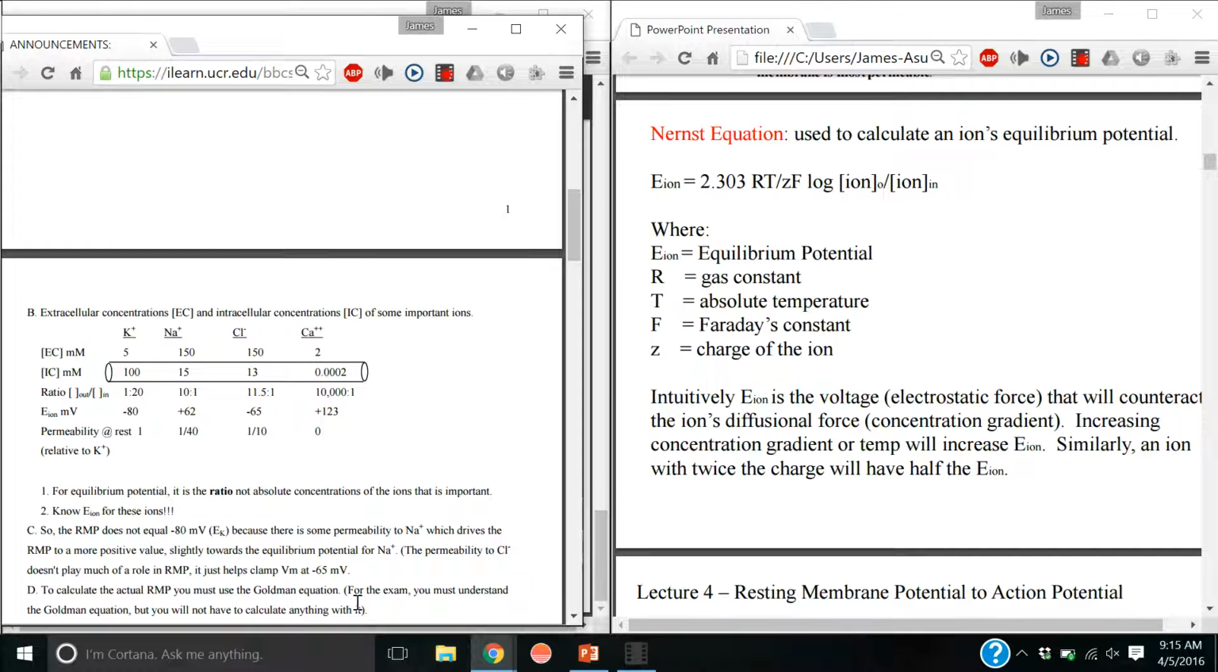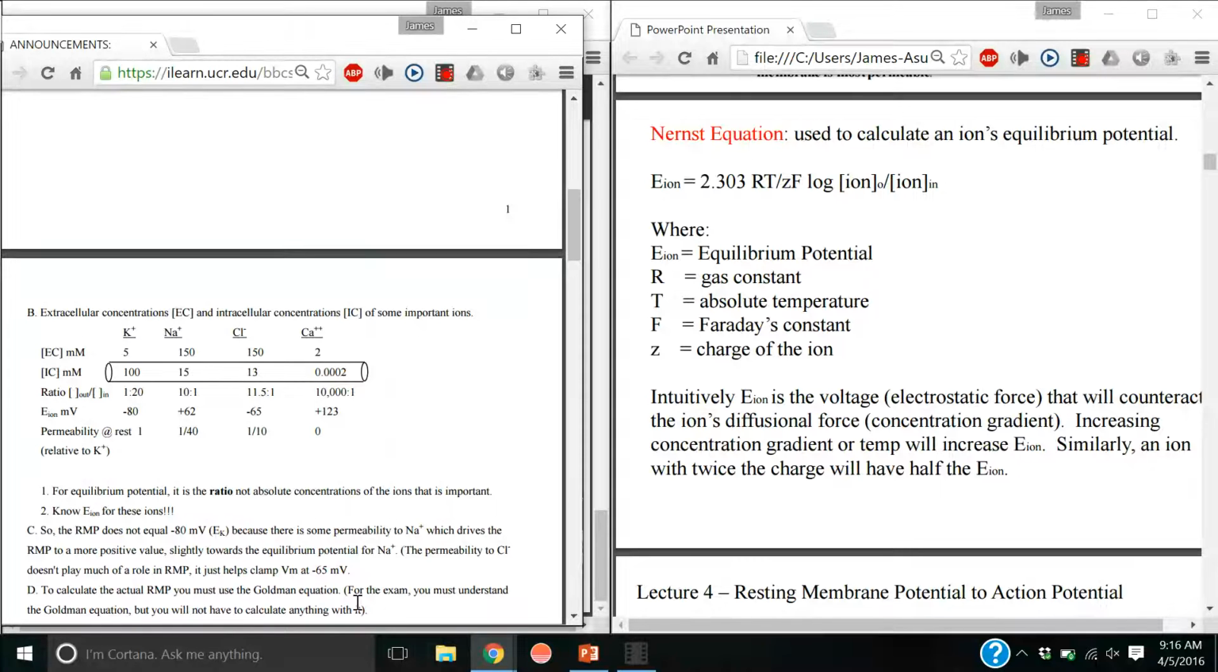Then down here you have the ratios, which actually turn out to be more important than the absolute concentrations. Here are the equilibrium potentials for the ions, and here's the permeability of the membrane to these different ions after that. And remember, the permeability changes rapidly. Okay? So start with the one we already went through. For potassium, as I already mentioned, the intracellular concentration is roughly 100 millimoles versus 5 millimoles extracellularly. So the ratio of potassium outside to inside is 1 to 20.